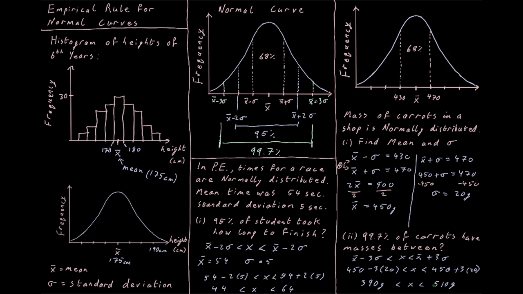And that is how we can use our normal curves and the empirical rule to help us understand our groups better when we have our data sets. And that is what we need for now.